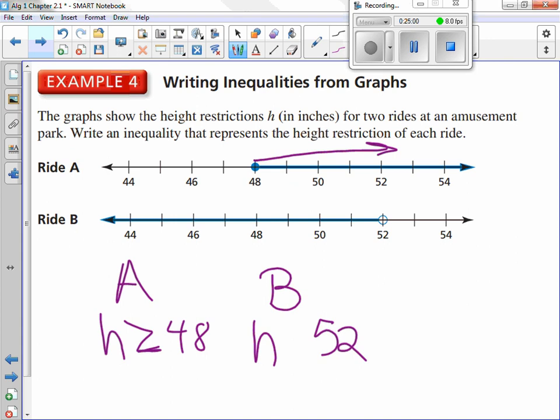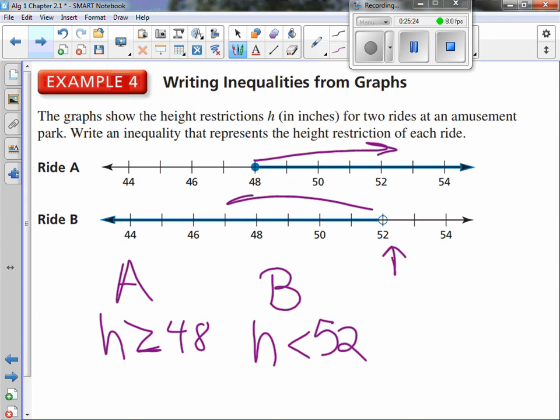How about ride B? So we know we're dealing with height still, h. But we need to figure out greater than, less than, greater than or equal to, or less than or equal to. And it's just less than because the circle is not filled in, and we're looking at the numbers smaller than it. Questions on this here? We good?